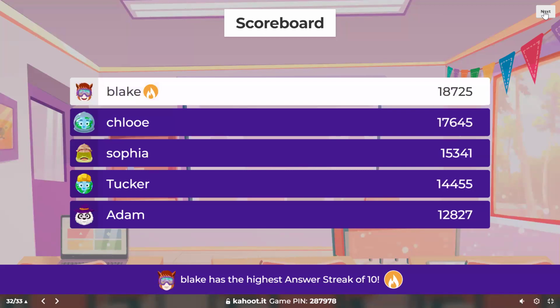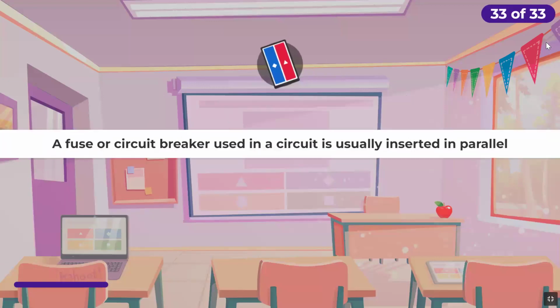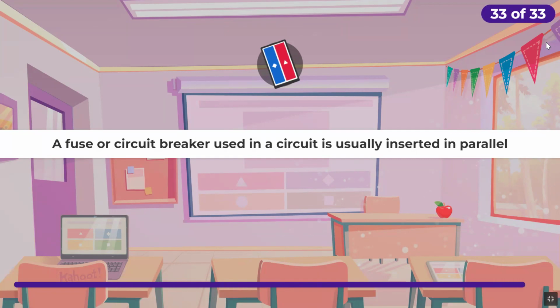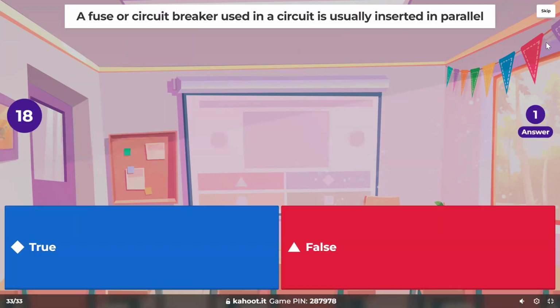All right, so here's Adam, Tucker, Sophia, Chloe, Blake on fire for the win. A fuse or circuit breaker used in a circuit is usually inserted in parallel, true or false?